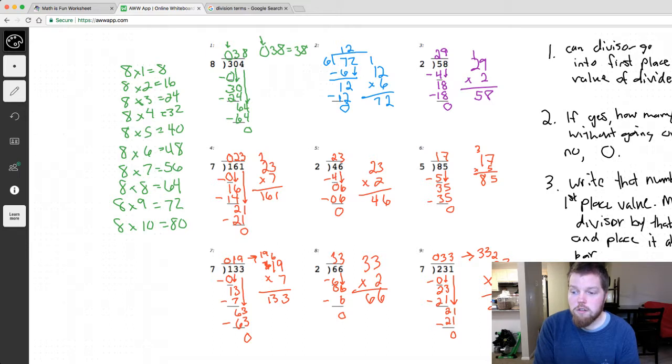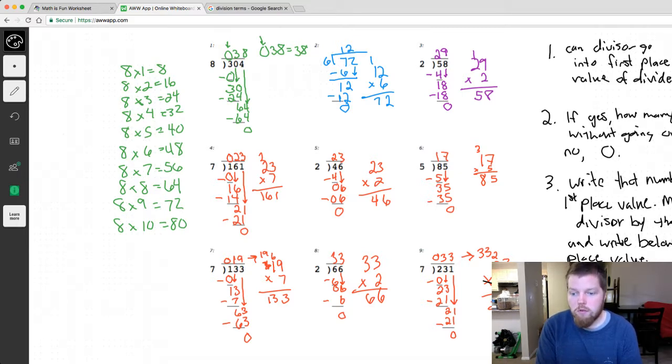Multiply the divisor, write that number above the first place value. Sorry, that's what we just did. Multiply the divisor by that number and write that below the first place value.